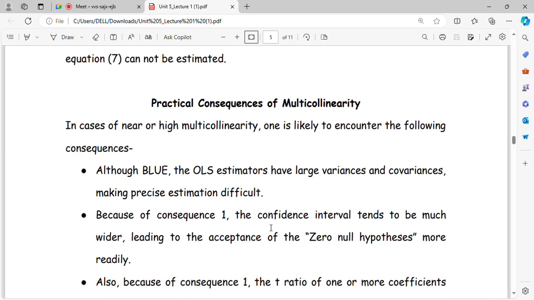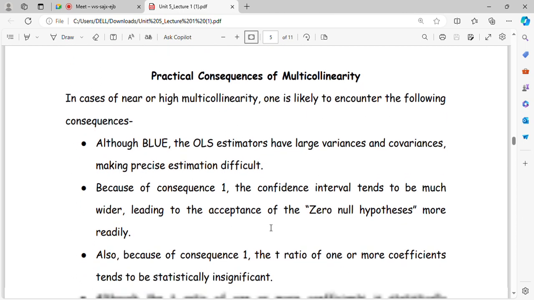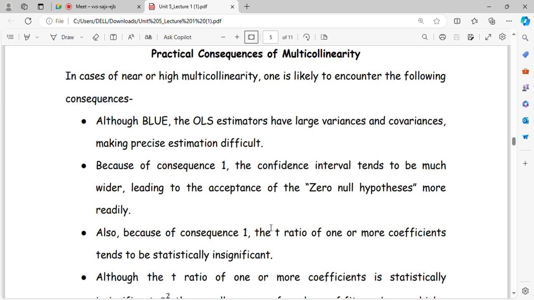So now what are the practical consequences of multicollinearity? If we have multicollinearity, what are the practical consequences? In case of near or high multicollinearity, if not perfect, one is likely to encounter the following consequences. First, although it is BLUE, BLUE means best linear unbiased estimator, it is not MVUE. It is not minimum variance unbiased estimator. But the OLS estimators have larger variance and covariance, making precise estimation difficult.